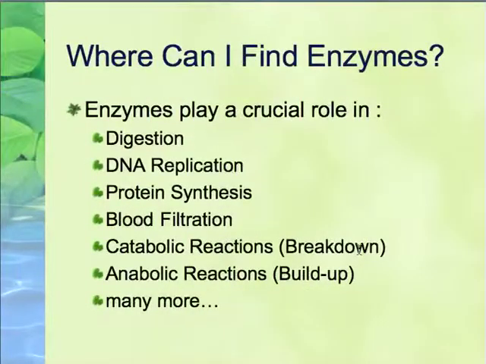That means that you can find enzymes pretty much anywhere. In the digestive tract, in DNA replication, protein synthesis, filtering blood. And enzymes are both catabolic and anabolic depending on the enzyme itself. Catabolic means that they break down things, and anabolic means that they build up things. The word anabolic is probably familiar to you from anabolic steroids, and anabolic steroids are taken by people to, what? Build up more muscle. So that makes complete and total sense.